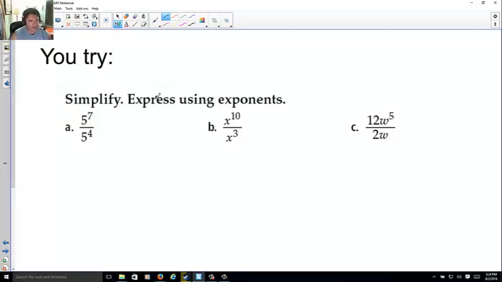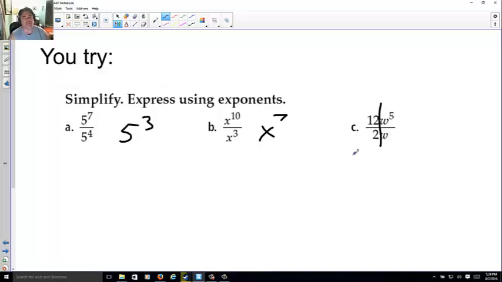Okay, but let me throw a caveat in there. I'm going to show you the last one. The first one, top wins by 3. Okay. Second one, top wins by 7. This one, you're going to draw a line in between. Just take 12 divided by 2, not 12 versus 2, because they're just coefficients. They run under a different plan.